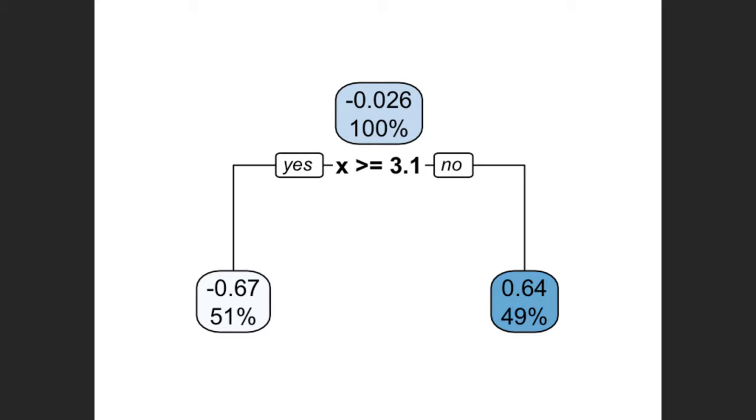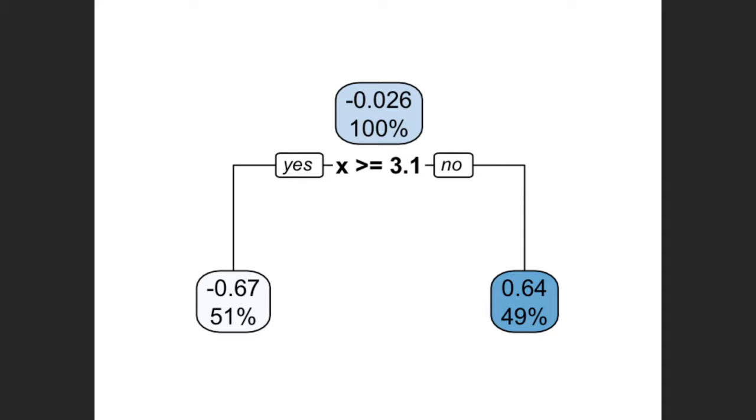On the other hand, if we split those 50 data points and the answer is no, that's a little less than half of them, 49% of the 50 data points. What does the no mean here? It means the x value is less than 3.1. In that case, those data points had an average response value of 0.64. So overall, the average was close to 0, but now we've split them into a fairly negative and a fairly positive node, right? The two response values now are almost negatives of each other.